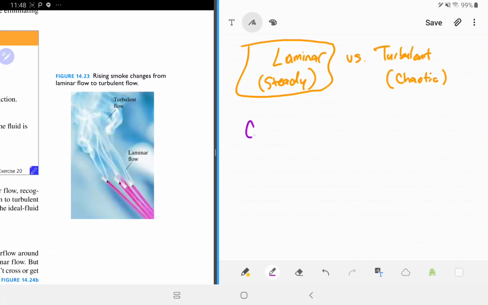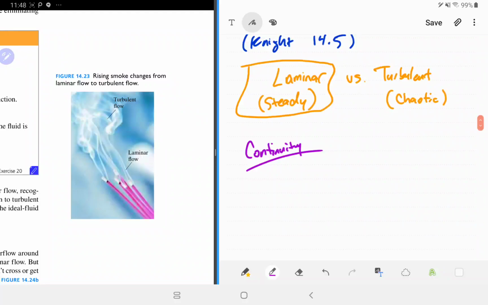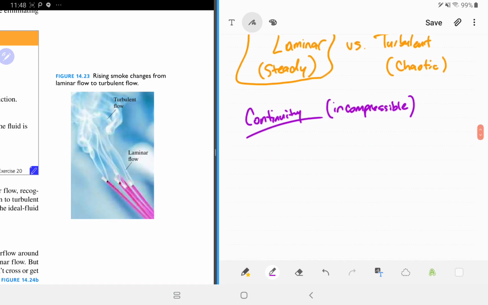Okay, so the first thing I want to talk about is continuity. This is one key assumption that we're going to make. Another one is that we're going to focus on an incompressible fluid. Sometimes this is a great assumption, like for water, basically any liquid. For gases, maybe it's an okay assumption, maybe it's not. You really have to look at that on a case-by-case basis.